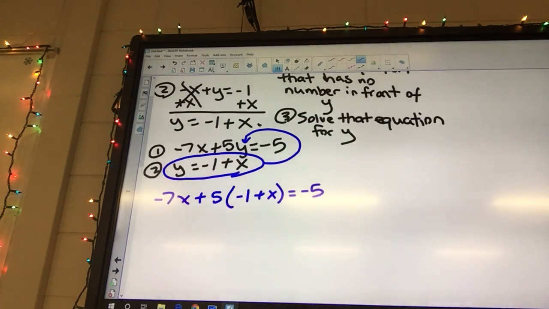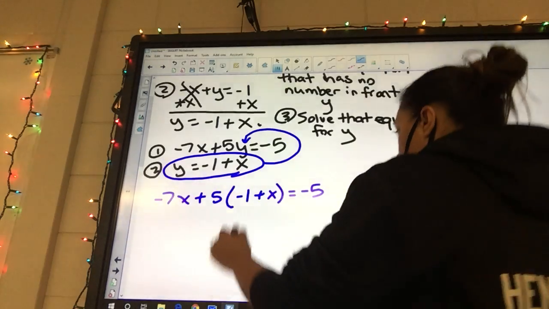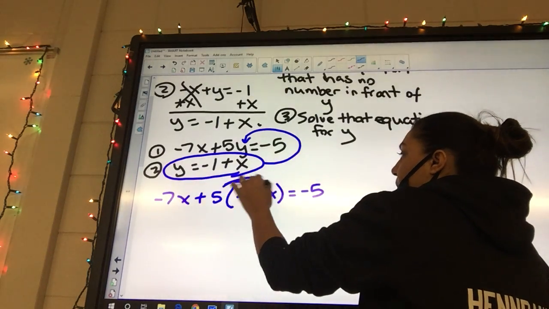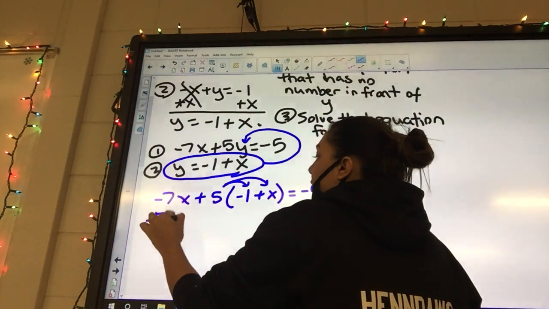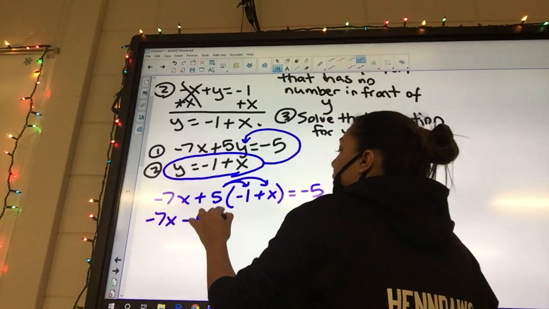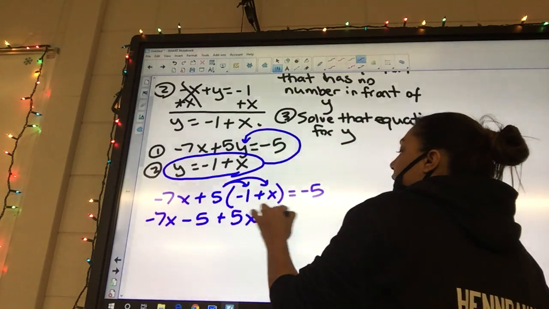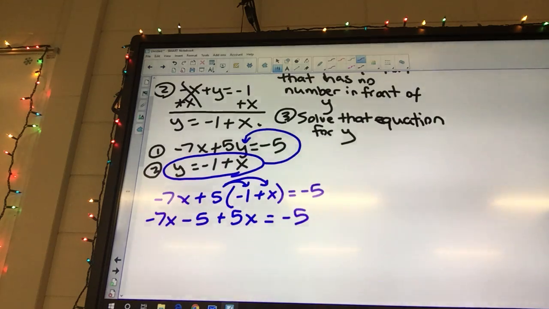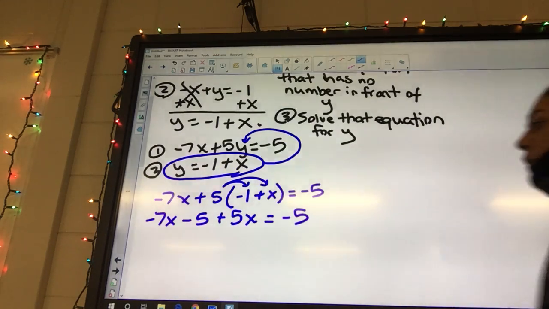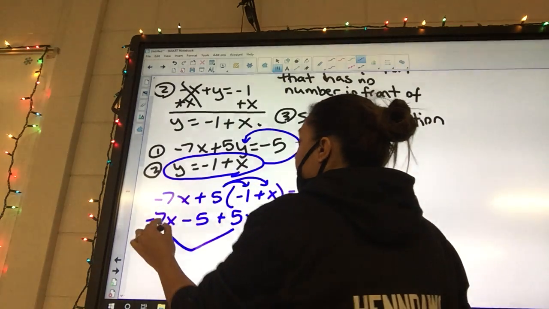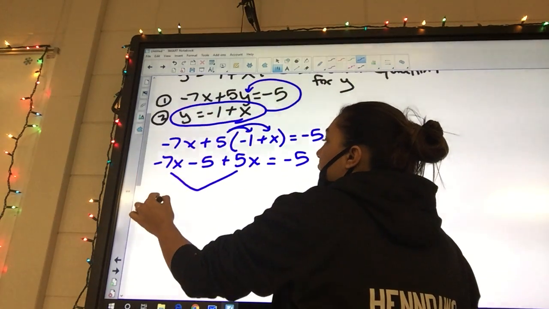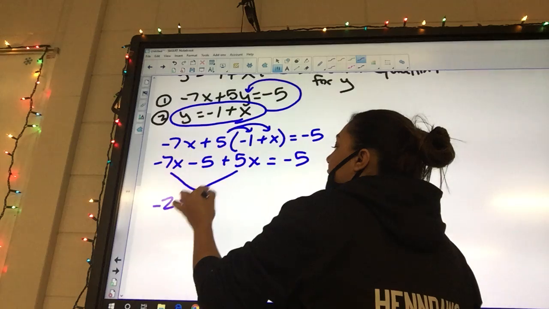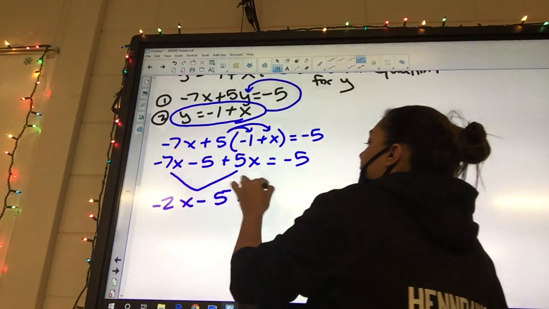What's our next step? Distribute. Okay, so I got -7x minus 5 plus 5x equals -5. What's our next step? Combine like terms. So I can put this 7x and this 5x together to give me -2x minus 5 equals -5.